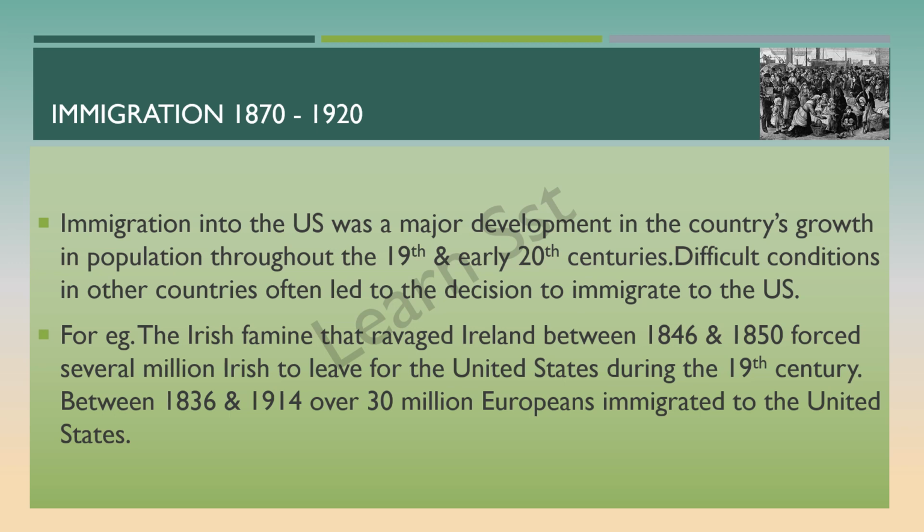The Irish famine that ravaged Ireland between 1846 and 1850 forced several million Irish people to leave for the United States during the 19th century. Between 1836 and 1914, over 30 million Europeans immigrated to the United States. So this was the period of time wherein people were facing problems in their own nation and were forced to take this decision.